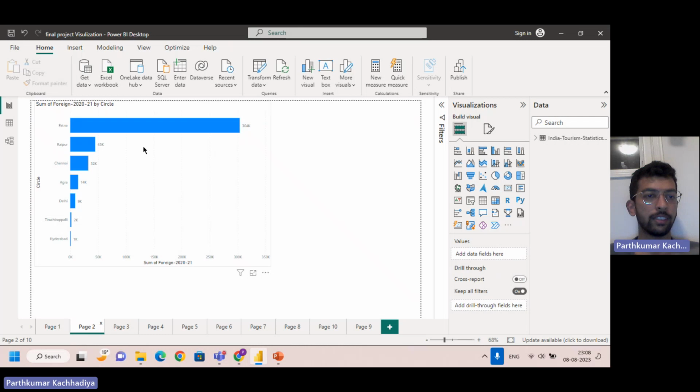The first graph is the sum of foreign people in the years 2021 and 2020. Here Patna, of course, has a lot of people. Patna won by an immense margin, around 260,000 people, which is quite dominating. Patna had 300,000 people in that year, followed by Raipur and Chennai.